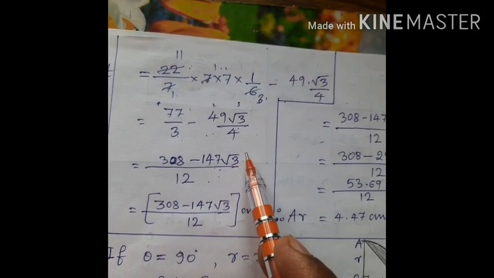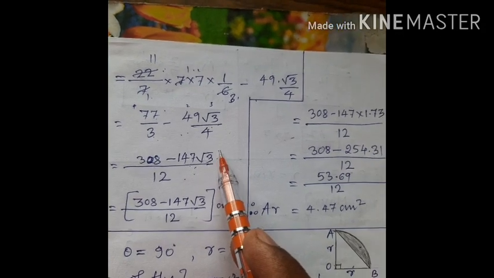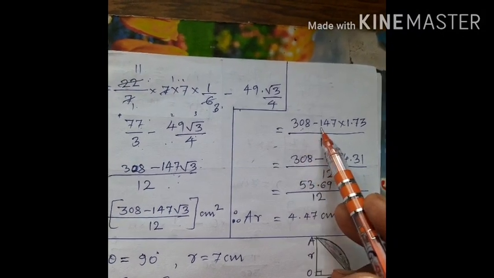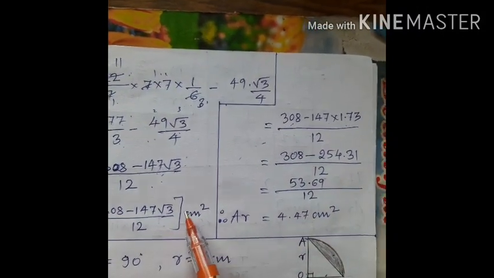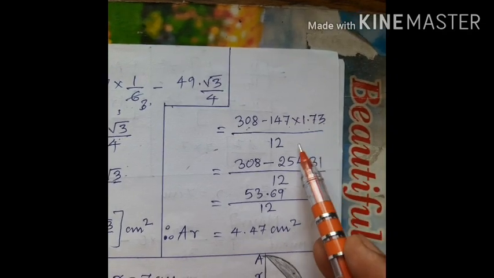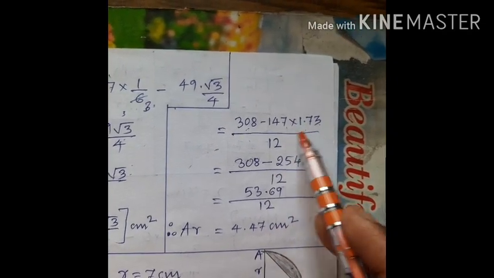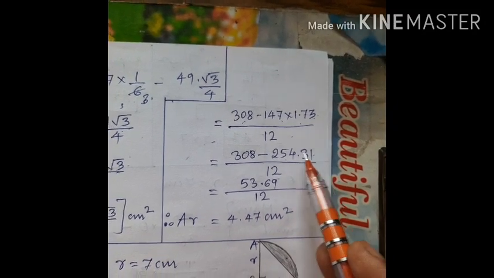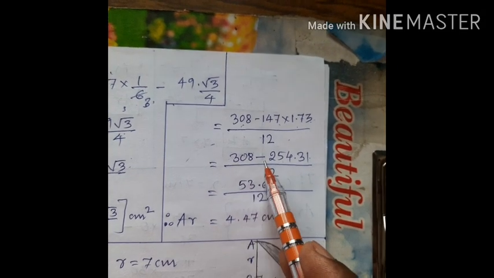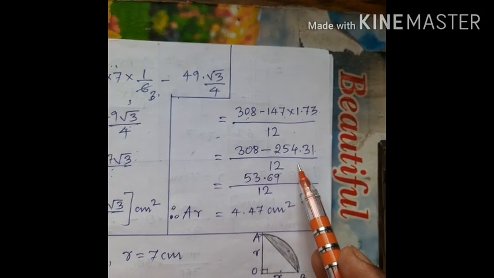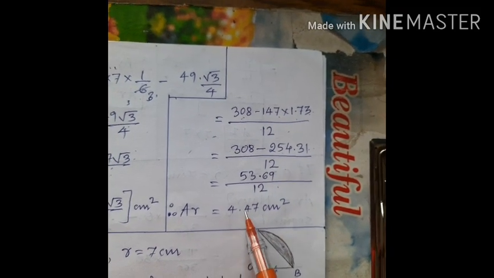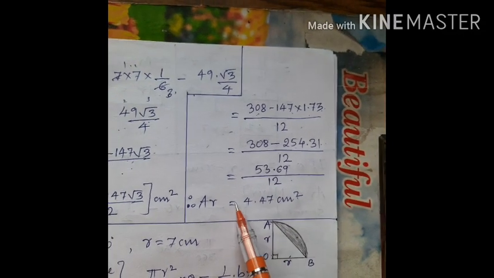Root 3 means it is 1.73, right? Therefore I will take it as 308 minus 147 into this root 3 is 1.73 upon 12. Therefore 147 into 1.73 is 254.31. Okay. So 308 minus 254.31 upon 12 is equal to 53.69 upon 12. That is 4.47 centimeter square is the area of the segment.